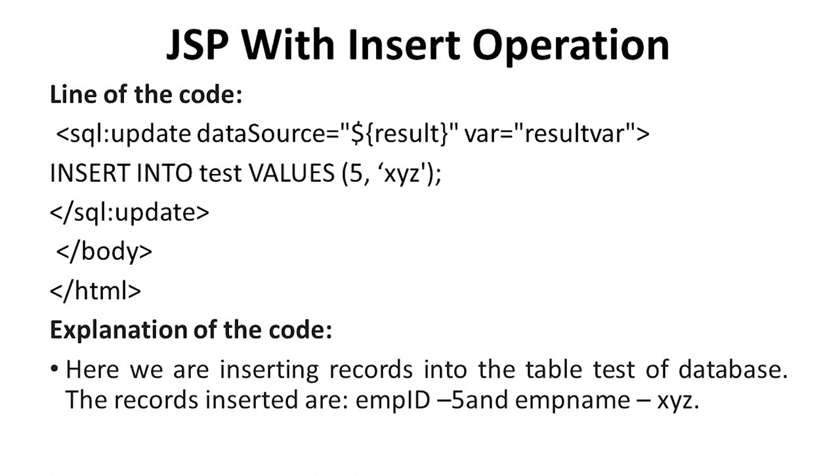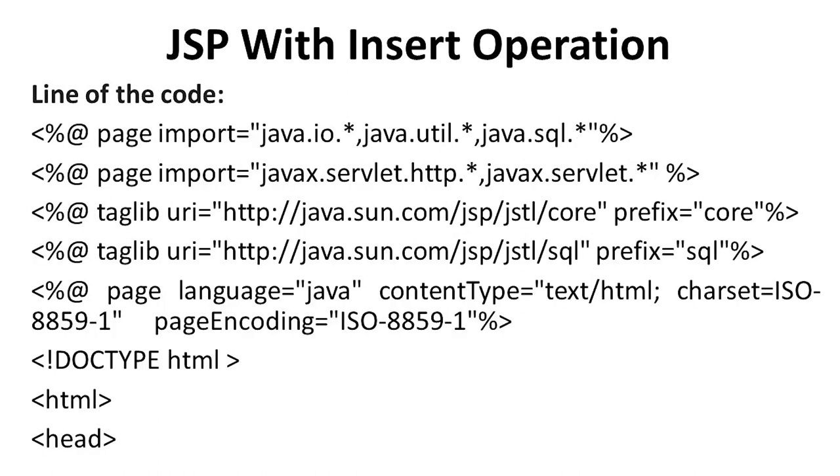So here we are inserting records into the table test of the database. The record inserted is employee ID 5 and employee name XYZ. So this is the code with the insert operation. So this is the whole code.